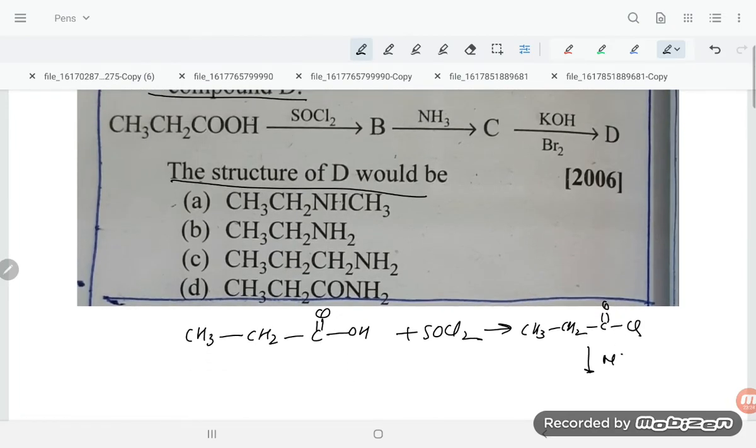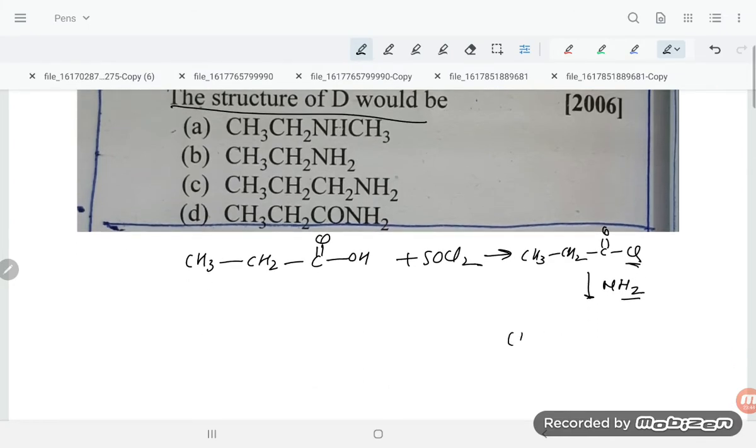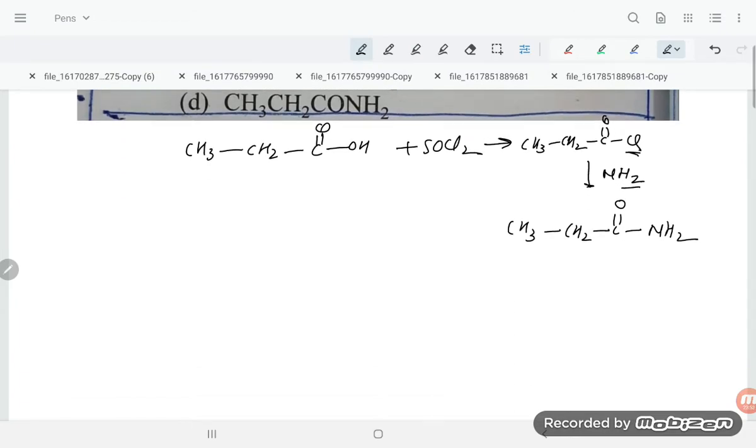That is NH3. Okay, so NH3 means, how can we write, student? So NH2 you are writing NH2. HCl will be out, student. Here is HCl. Okay, so see, the product will be what? CH3, CH2, this will be CO, and here is NH2. This is the amide.